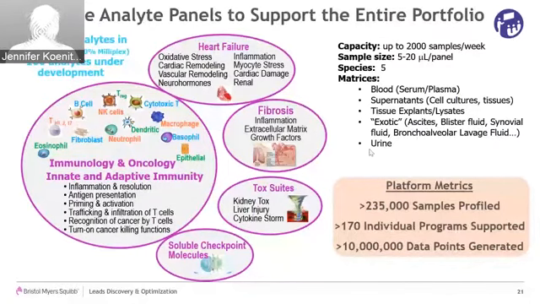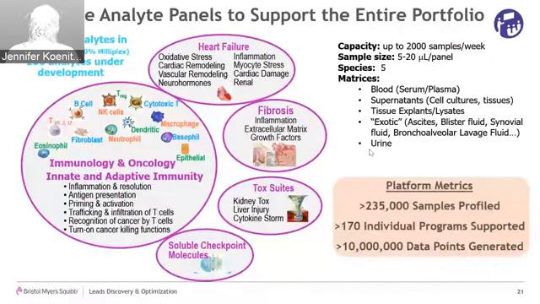I had mentioned that a lot of our remit in biomarker profiling at BMS is on high throughput, and as such, we have optimized the workflows to be able to handle up to 2,000 samples each week with sample requirements between 5 and 20 microliters per individual panel.